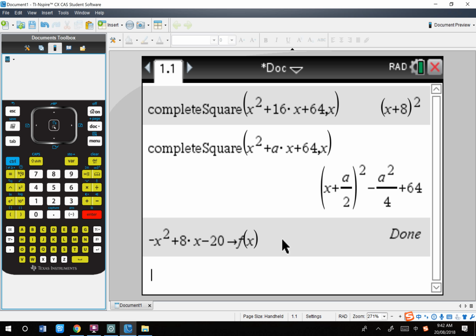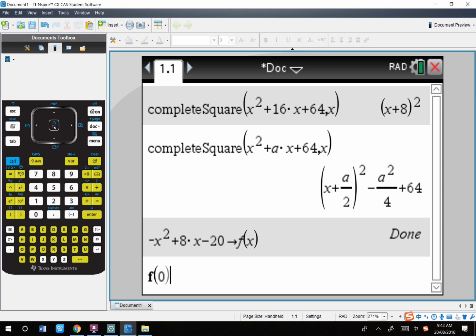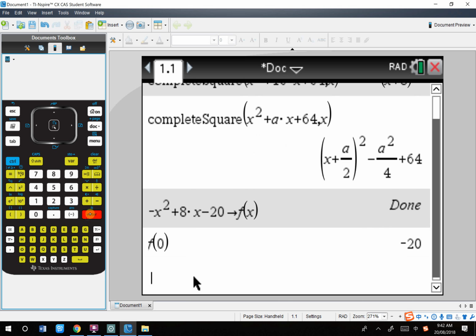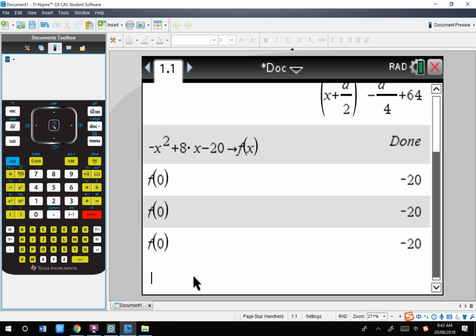When x equals 0, what I can do is f bracket. Can you see it's a different color from this one now? It's already been defined, so it shows like this. f(x) equals 0 is the y-intercept, so you just put f(0) in. Once you define the function and press f(0), you are given the y-intercept. That's negative 20.